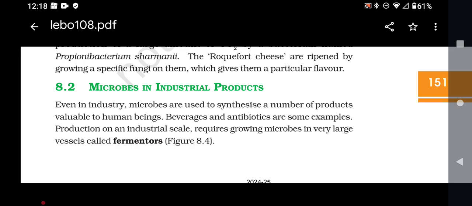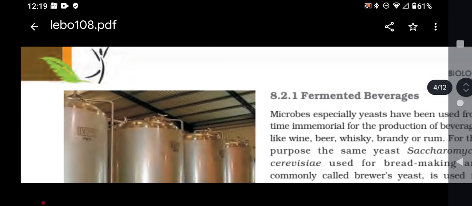Even in industry, microbes are used to synthesize a number of products valuable to human beings. Beverages and antibiotics are some examples. Production on an industrial scale requires growing microbes in very large vessels called fermenters.